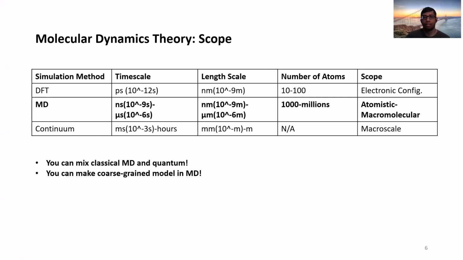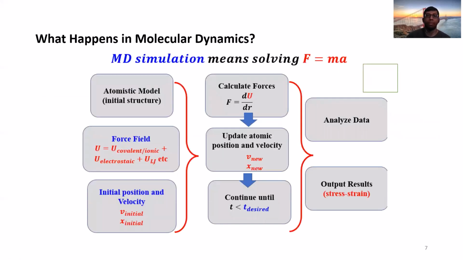But in this course, we will stay in the classical molecular dynamics region, and we'll deal with only this level of time scale and length scale and number of atoms. That is, we will be in the range of atomistic to macromolecular level system building. So what happens in molecular dynamics is that you actually solve Newton's equation of force.